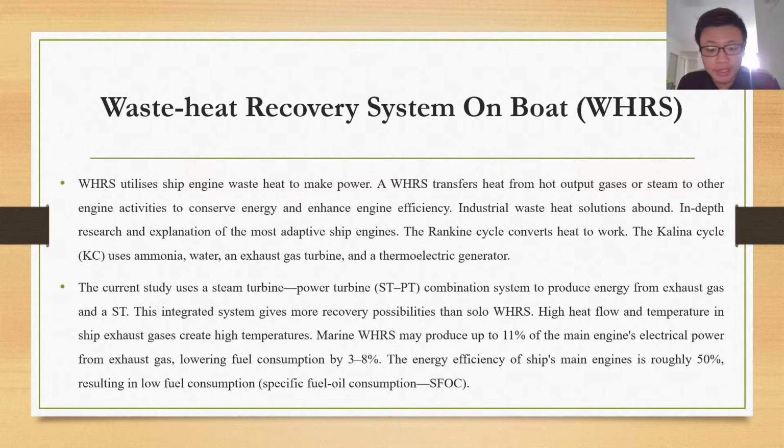The principal cause of high temperature in shipping is the high heat flow and temperature of the ship's primary engine exhaust gas. According to the study of WHRS, it is possible to generate up to 11% of the primary engine electrical power from exhaust gas, hence reducing the primary engine fuel consumption by between 3 to 8%. The energy efficiency of the ship's main engine is around 50%, and fuel oil consumption depends on the engine's loss factor.